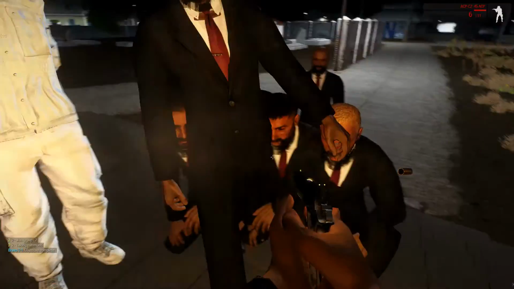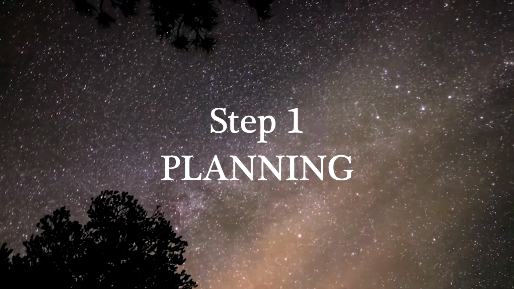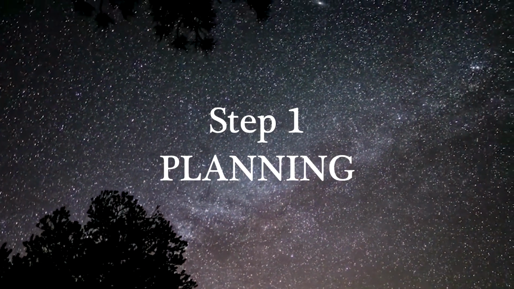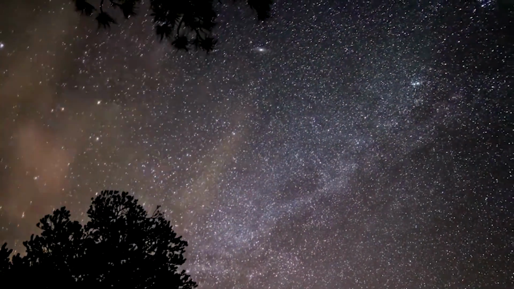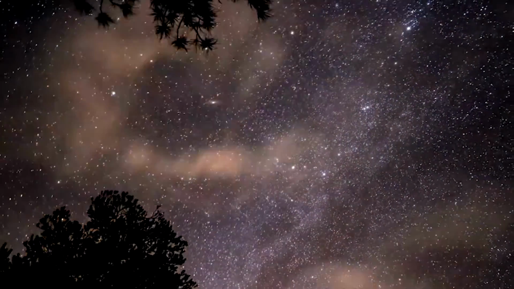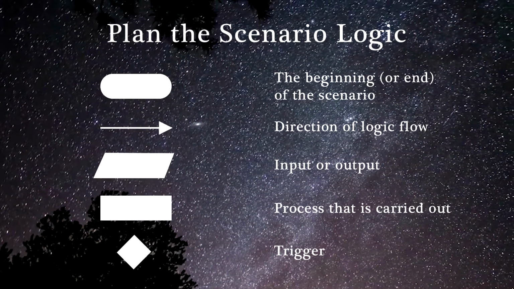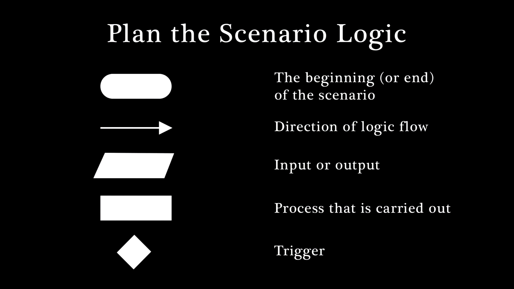Step 1. Plan the scenario logic. What I mean by the scenario logic is essentially how the scenario will play out. Now you can do this verbally, you can simply do this in your head, or you can plan it out visually like I do. On screen right now you can see the elements that are required to visually plan out a scenario. This is, in my opinion, the best way to plan out a scenario before you make it.